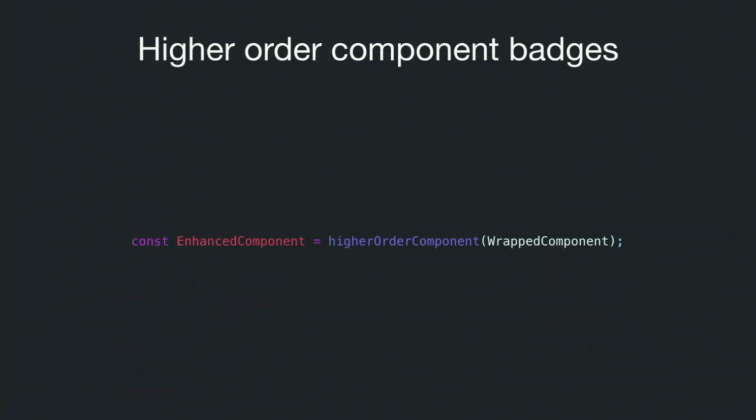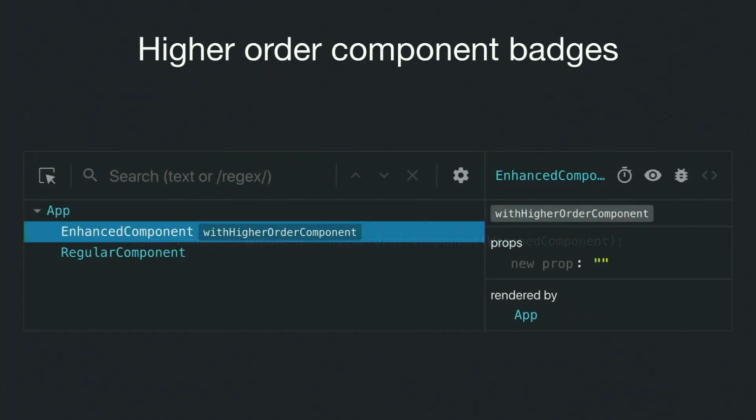Higher-order components have been a popular pattern in React for a while now. A higher-order component is a function that takes a component and returns a new component. Before hooks were introduced, higher-order components were one of the most popular ways of sharing behavior between components. DevTools now shows higher-order component names as special badges to make them easier to spot within the tree.